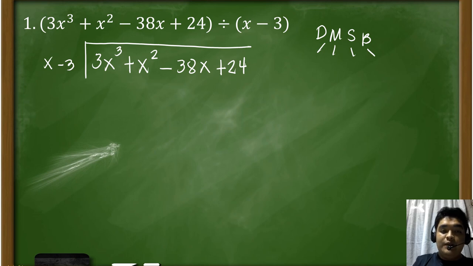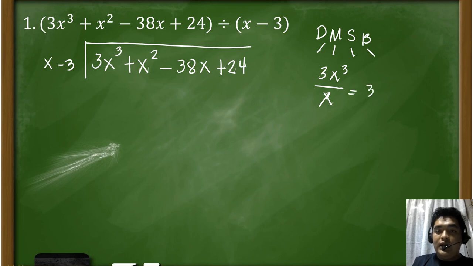So, the first step is to divide the first term of the dividend by the first term of your divisor. The first term of your dividend is 3x cubed. Divide by x. That is 3 divided by 1, with an imaginary 1 there.